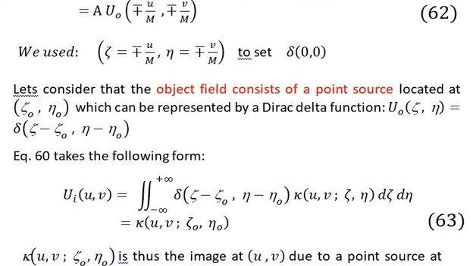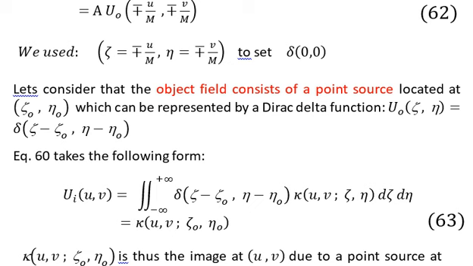Now let's consider the object field. The object field consists of a point source located at zeta naught and eta naught, which can be represented by a delta function: u naught of zeta and eta is equal to delta of zeta minus zeta naught comma eta minus eta naught.